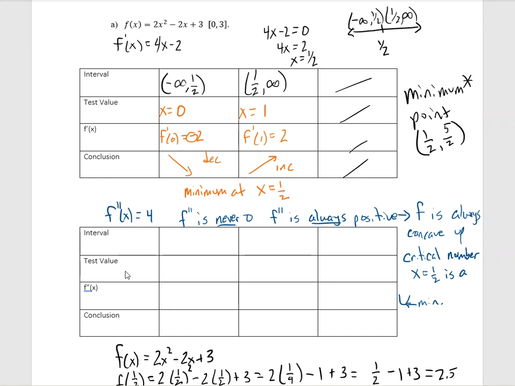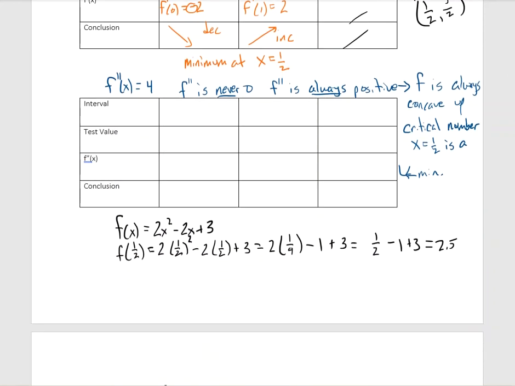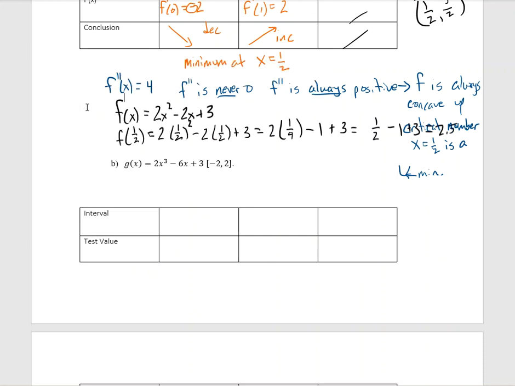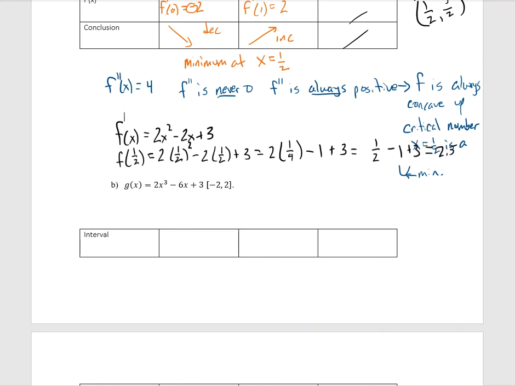But if we test the end values, which I guess I didn't really think about, how about we do this? How about we delete that? Okay, but can I just delete the whole table? Cut. Yeah. Okay.